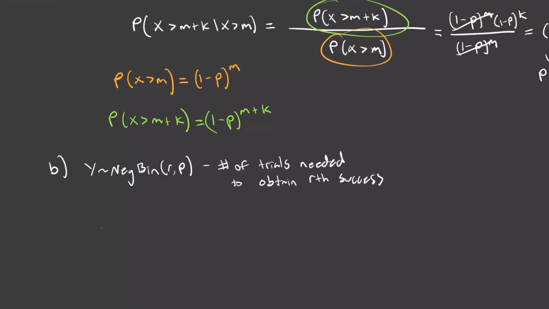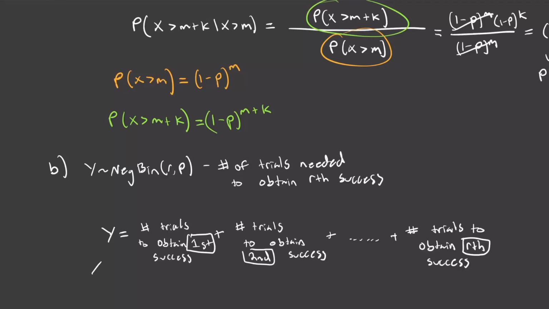So the key thing to notice is going to make our lives a lot simpler. Since Y represents the number of trials in order to obtain the rth success, that's just going to be equal to the number of trials to obtain the first success, plus the number of trials to obtain the second success, plus the number of trials to obtain the third success, etc., all the way up to r. To write that out more formally, we can express Y as the sum of the number of trials to obtain the first success, plus the number of trials from the first success to obtain the second success, plus the number of trials from the second success to the third success, and then plus all the way up to the number of trials to obtain the rth success from the (r minus 1)th success.